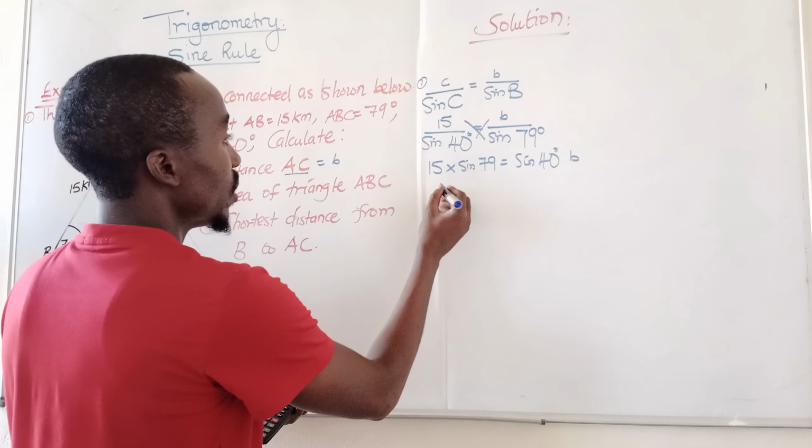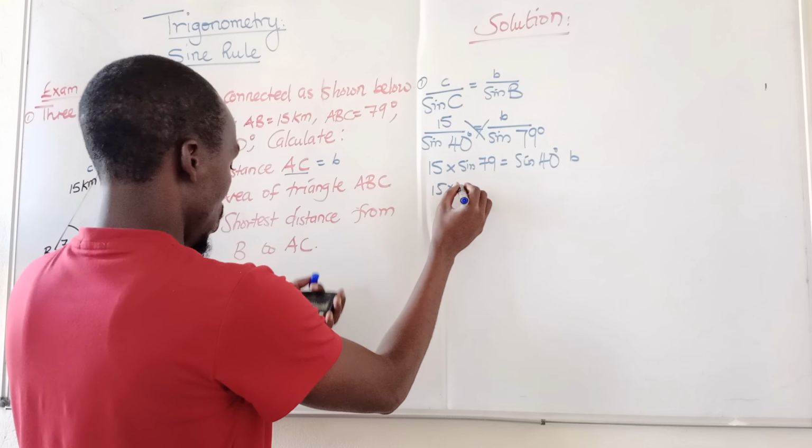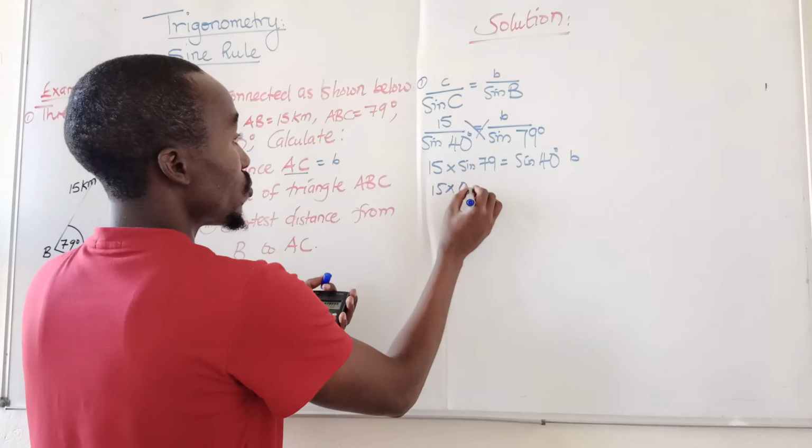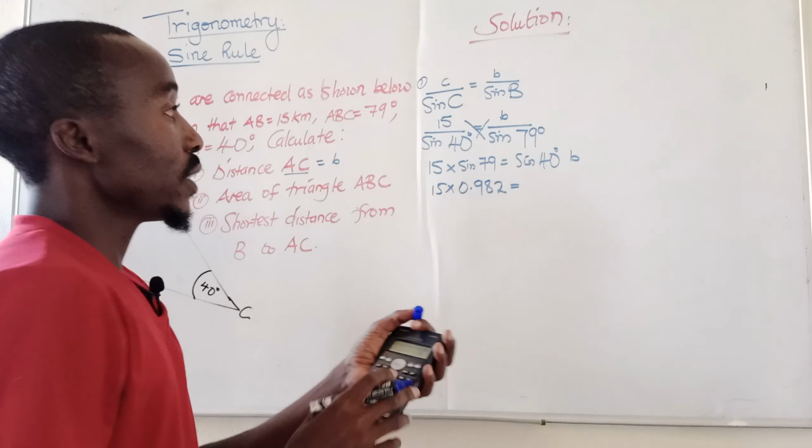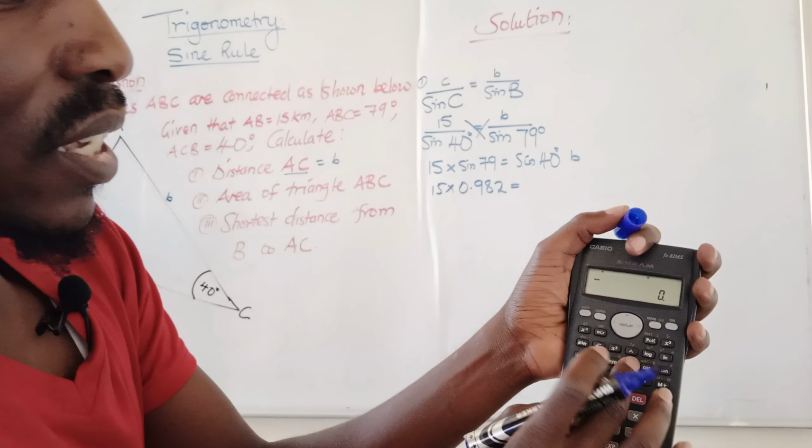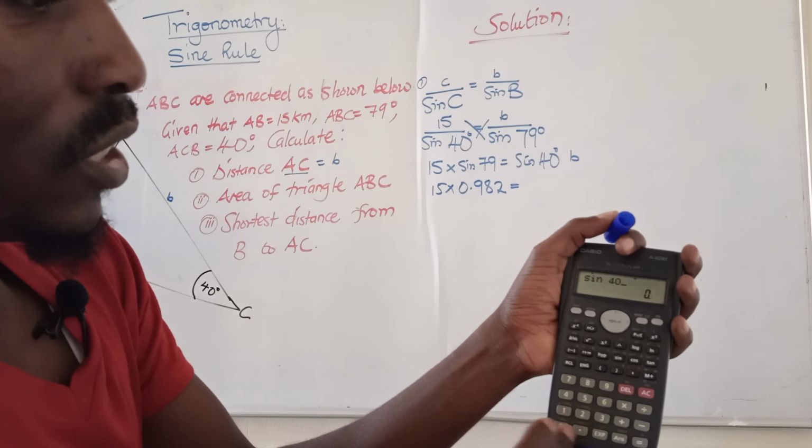So this will be 15 times 0.982. It is equal to sine 40. We say sine 40 here. It is equal to 0.64. You round off, that will be 0.643.